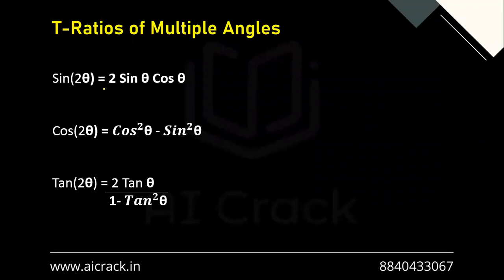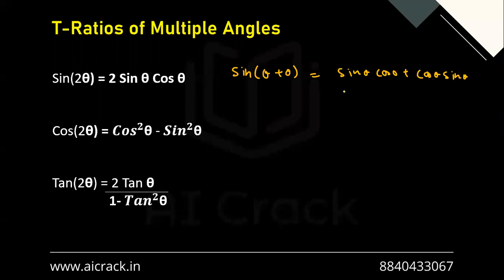So the first category is double angle: sine 2 theta, cos 2 theta, tan 2 theta. Now the derivation is very simple. I'll write 2 theta as theta plus theta. So that will give me sine of a plus b, right? So that is sine a cos b plus cos a sine b. That is nothing but 2 sine theta cos theta, right? So the derivation is very simple. You can do the same for cos 2 theta and tan 2 theta.